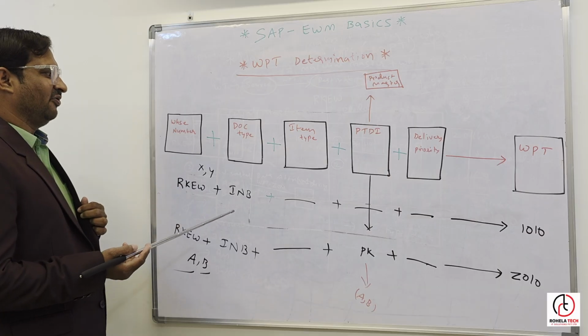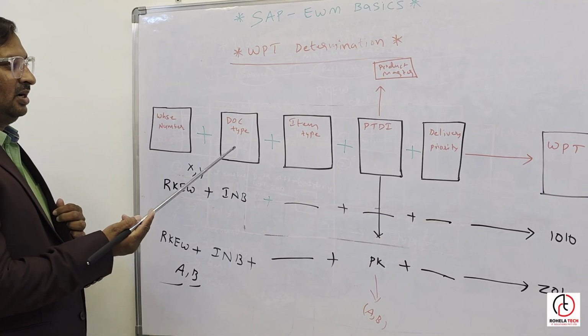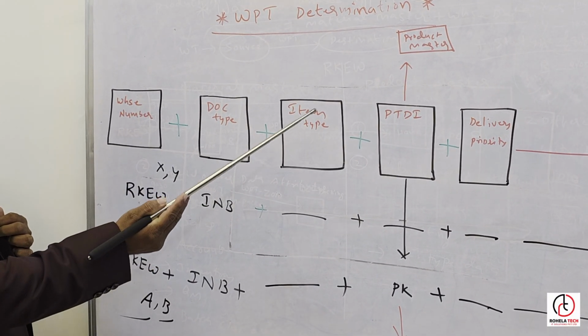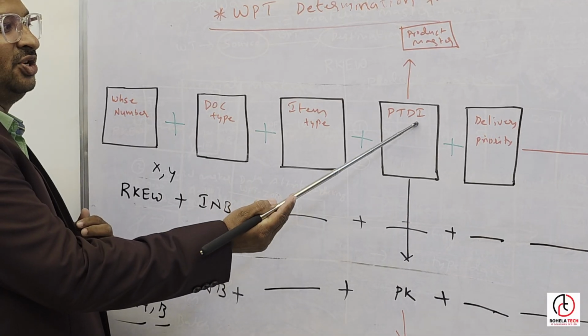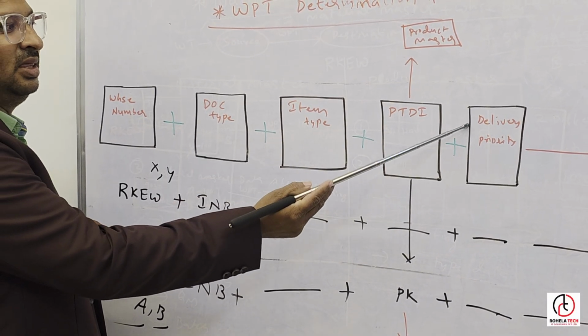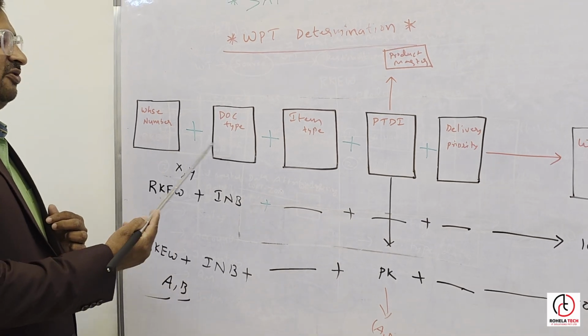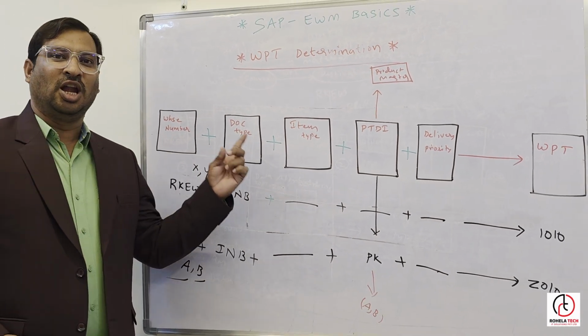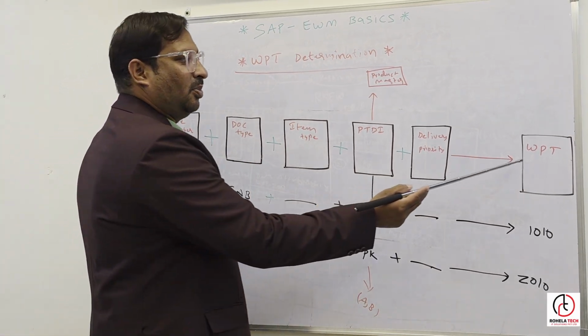So WPT determination factors are warehouse number, document type, item type, process type determination indicator, that will always be assigned to a product master, then delivery priority. So these 5 factors are going to influence how the WPT is determined.